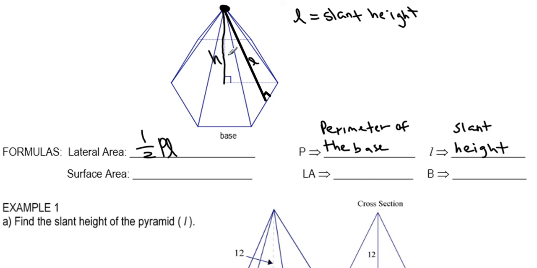If we want to find the whole surface area, so that means we have the lateral area, all the triangles, then we need to find the area of the base. So we take the lateral area and add to it the area of the base. This is different than a prism because before with a prism we would add two bases, but in a pyramid we only have one base. So lateral area is 1/2 the perimeter times the slant height, and B stands for the area of the base.